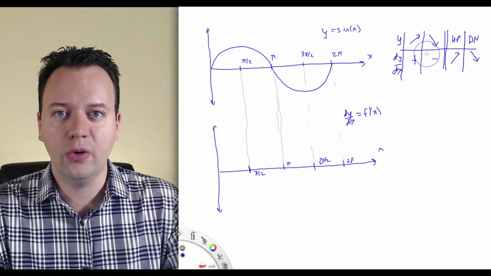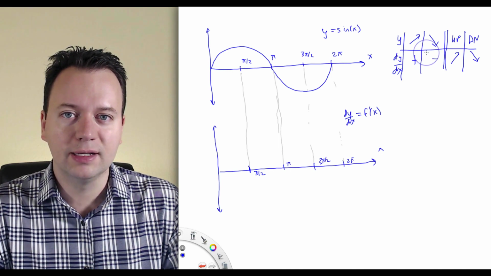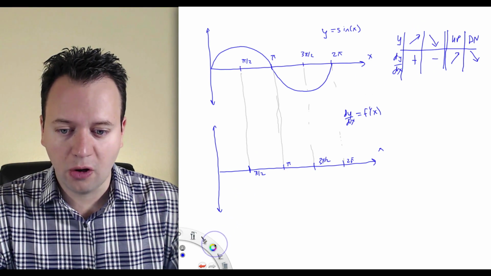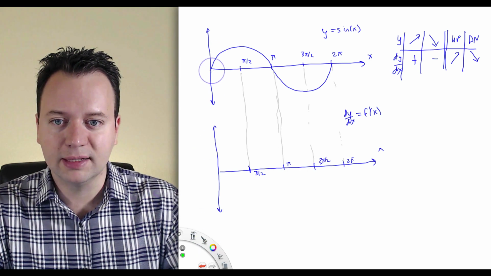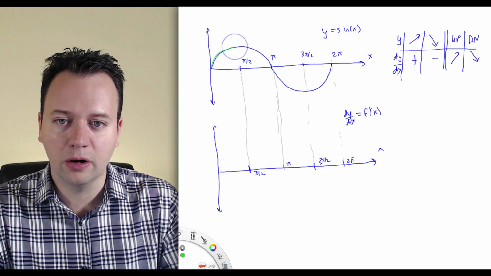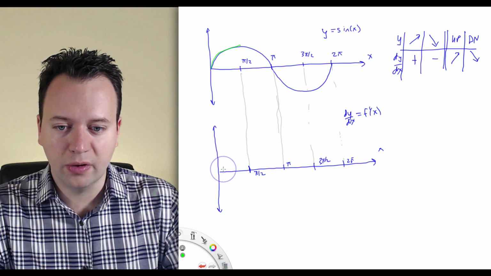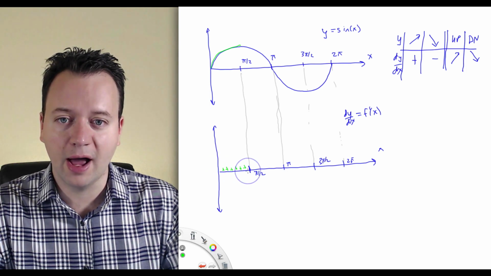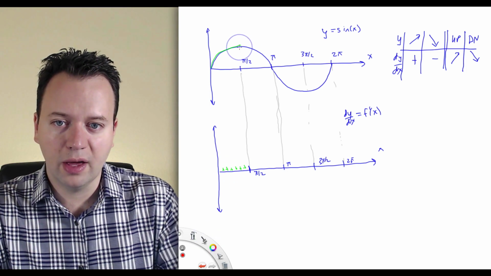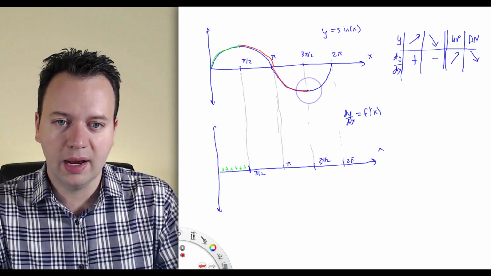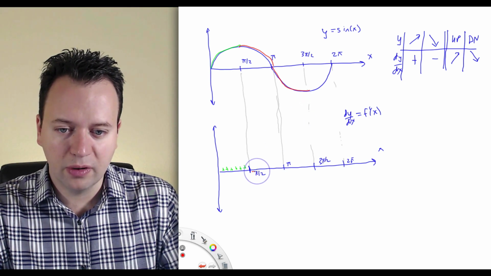So first, let's go through and identify the intervals on which sine of x is increasing and the intervals on which sine of x is decreasing. So first of all, it looks like sine of x is increasing from 0 to pi over 2, right? So we have an increasing arc on that interval, which means the derivative, I'll just put little positive signs here, should be positive from 0 to pi over 2. Next, we note that the function sine of x is decreasing from pi over 2 all the way down to 3 pi over 2, which means that the derivative has to be negative on the same interval.